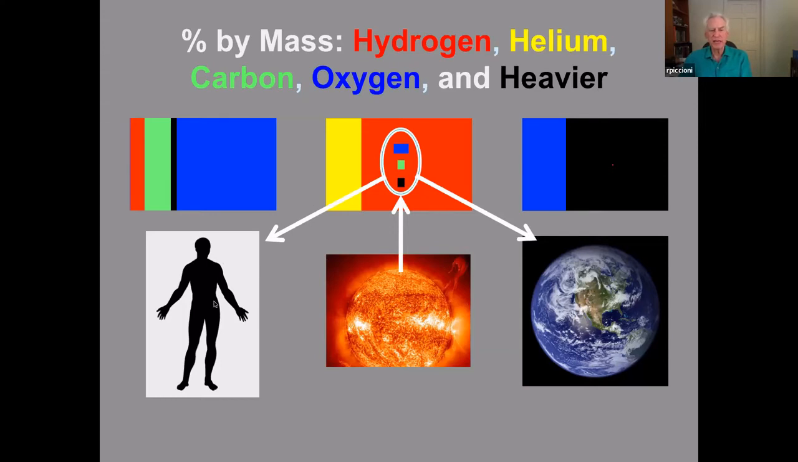And if you look at a human being or any similar form of life, you find that 90% of the atomic mass in a human being are also the atoms produced in stars.